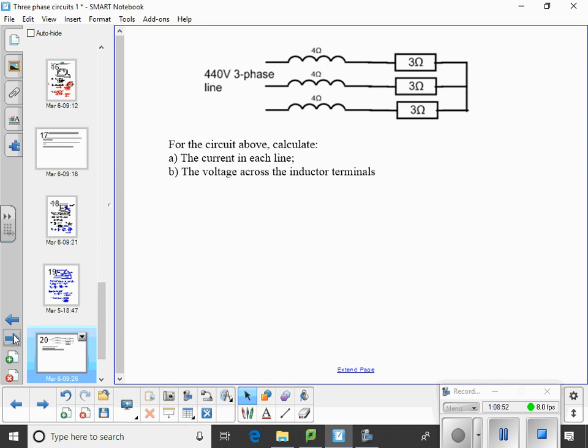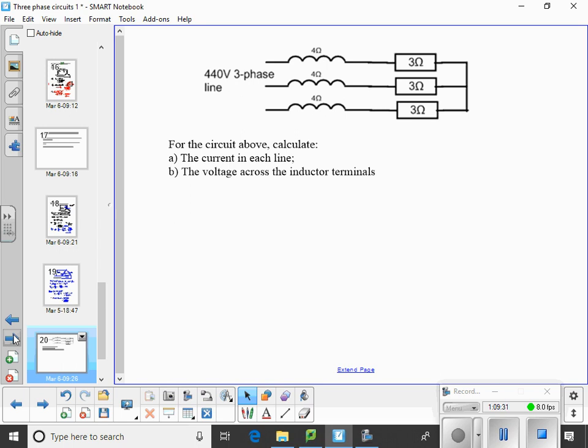Star. You're looking for the classic one end of all of them connected together, must be in star. So although they aren't drawn in that star shape, you can recognise that that's how they're connected. For the circuit above, calculate the current in each line and the voltage across the inductor terminals. So star connected, we've got EL is equal to 440 volts.